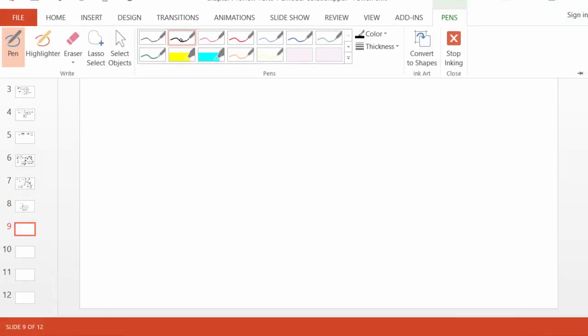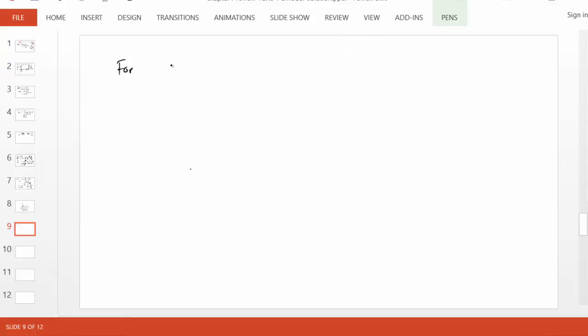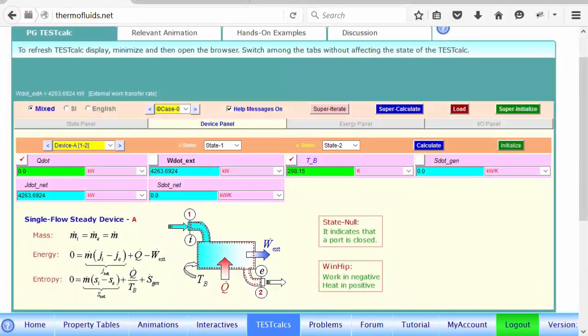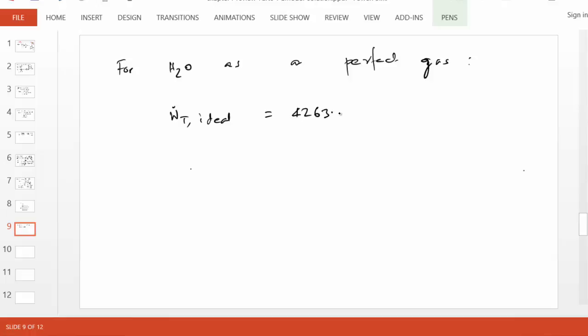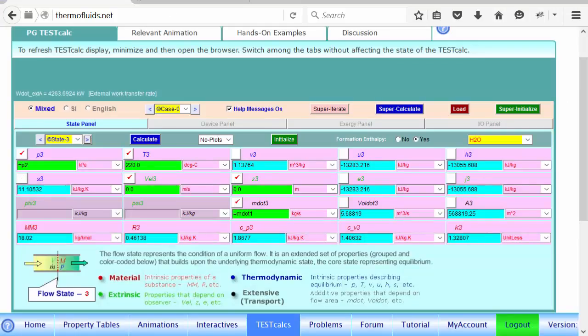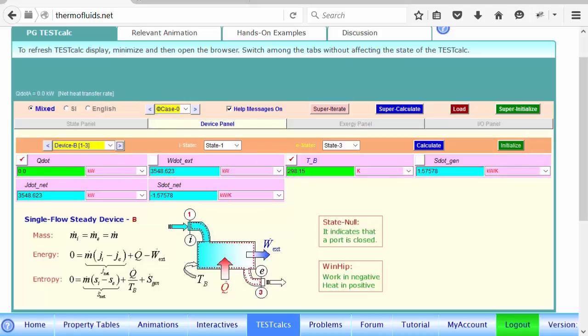So let me write that down. When we use the PG model, how much was it? 4263.69. And the actual work is 3548.6.